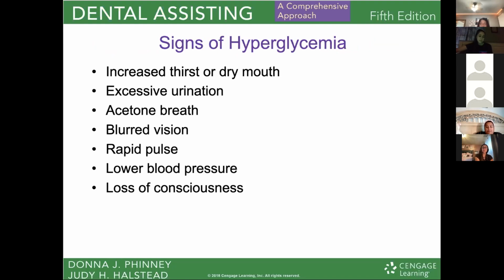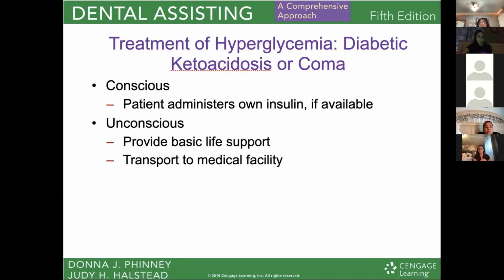Some signs of hyperglycemia, remember, this is high blood sugar: increased thirst or dry mouth, excessive urination. Their breath will smell like acetone. They'll have blurred vision, a rapid pulse, low blood pressure, and a loss of consciousness. If it has become so advanced, it is known as diabetic ketoacidosis, or they can even go into a coma.